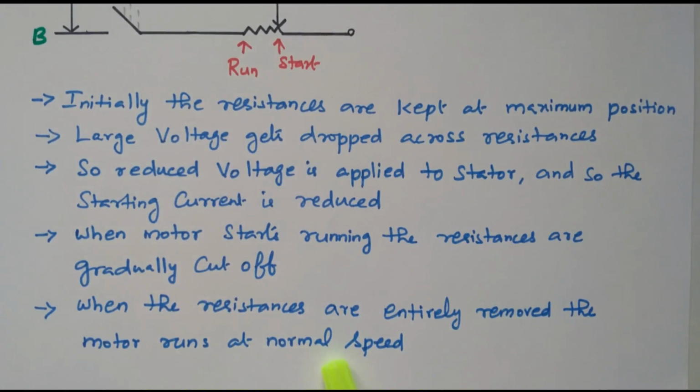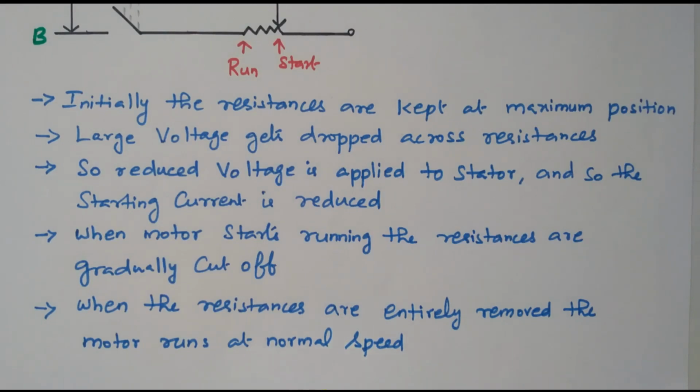So initially resistors are added, so that reduced voltage is applied, so the reduced current is also taken by the stator. Thereafter the resistance is gradually decreased, so the rated voltage will be applied and rated current will be taken, and the motor starts to rotate at the normal speed.